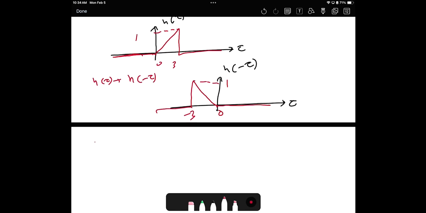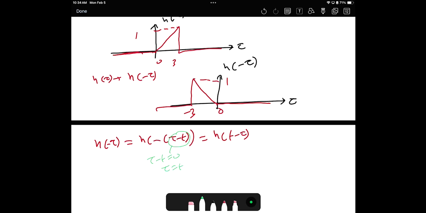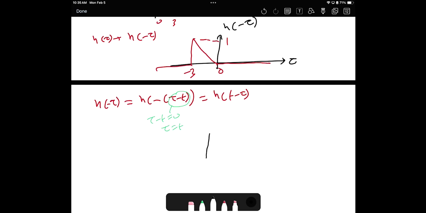Now we will convert h of negative tau to be h of negative (tau minus t). Distributing this, it will be h of t minus tau. So basically, we make a shift by looking at t minus tau equals 0. We make a shift by tau equal t, and that shift will be positive. Here is h of t minus tau.